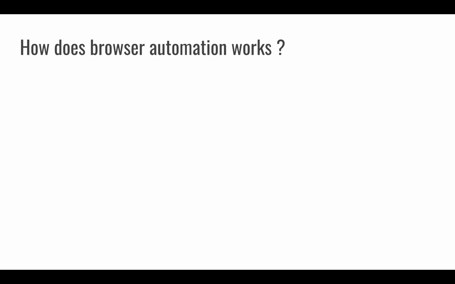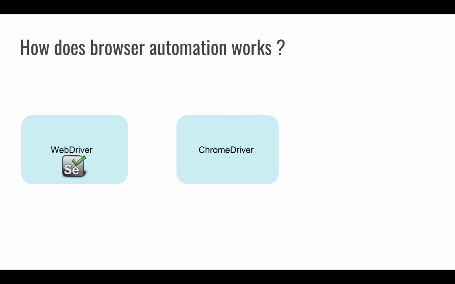Let's take an example: if you want to start Chrome and open Google on it, we need three things basically. First is WebDriver, then ChromeDriver, and then the browser. What is WebDriver? WebDriver is a cross-browser automation API. That API covers browser controls, navigation, and user simulations. So the API covers good things.